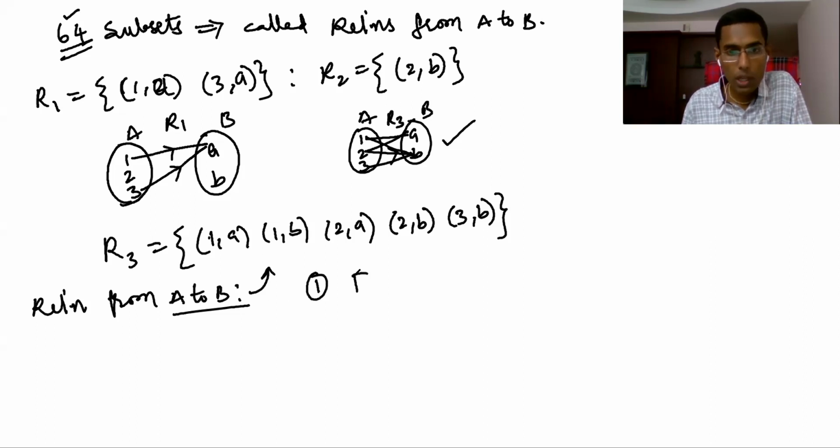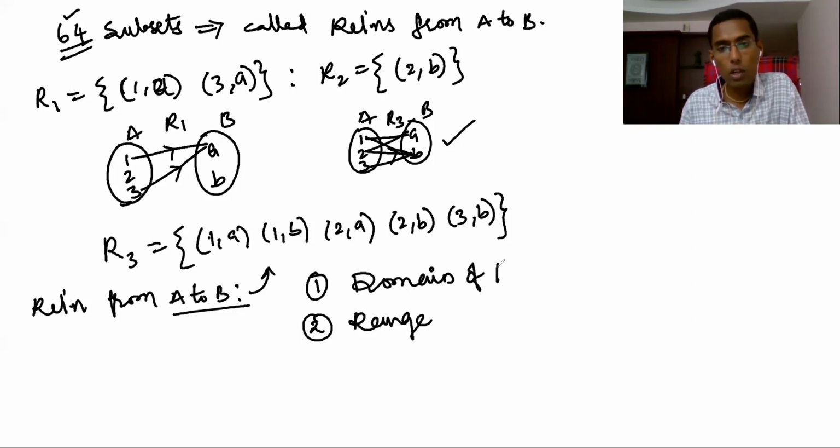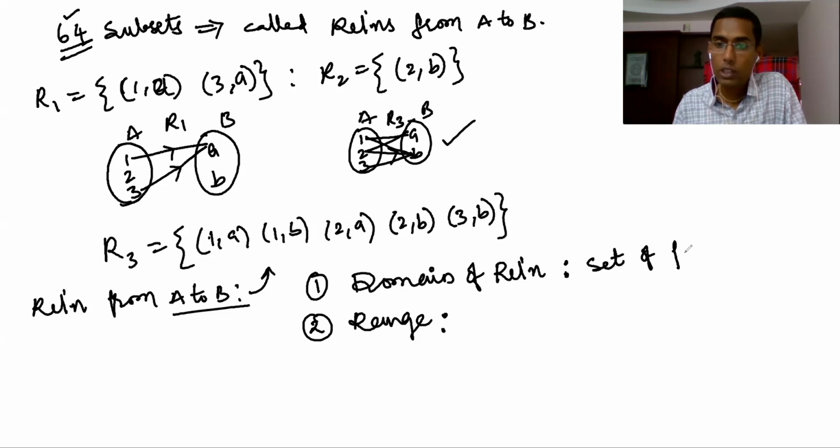One is domain, another is range. Domain and range. What is the domain of a relation? What is the range of a relation? Domain is the set of x coordinates, or the set of first elements in the relation.